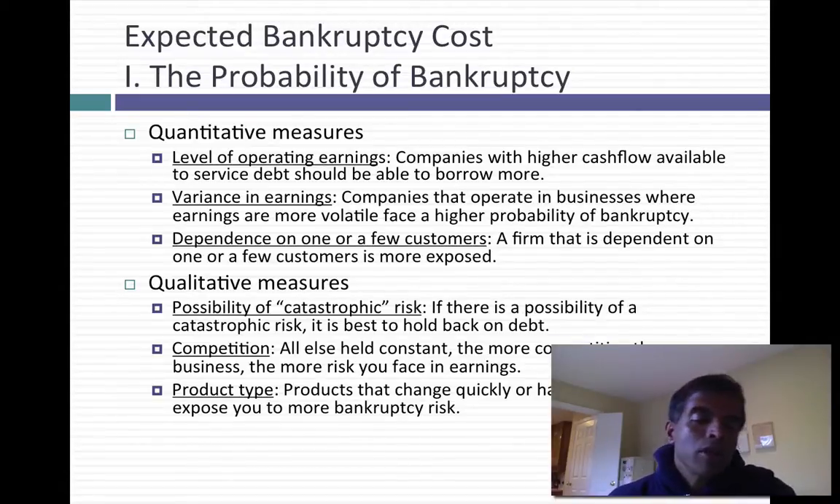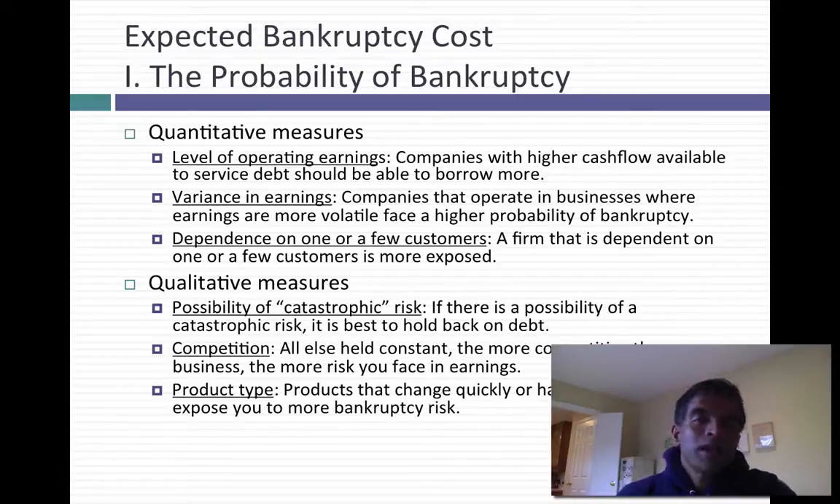If you face a lot more competition, my guess is your earnings are going to be a lot more variable and volatile. It doesn't always happen that way, but I would assume that the more competition you have, the more uncertain you are about earnings and the less you should borrow. And thirdly, you should look at product type. If you're producing a product that lasts forever, that has a long life cycle, you can afford to borrow more than companies that produce products with very short life cycles.